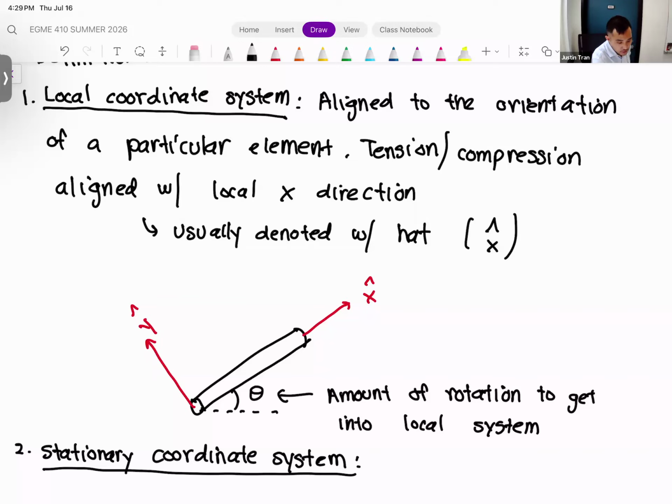Okay. All right. So for the stationary coordinate system, these are coordinate systems that do not change, hence the name stationary. And they're usually oriented in the standard x, standard y direction.